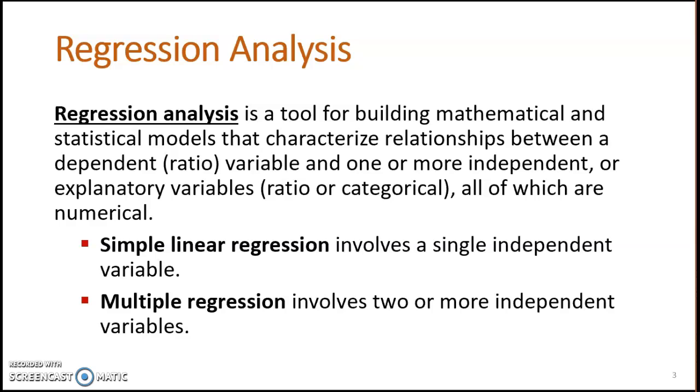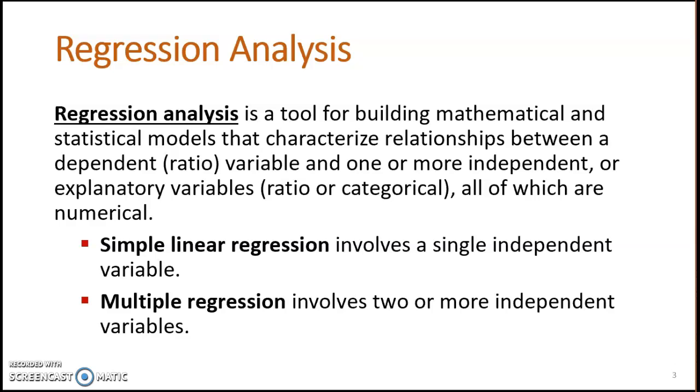Regression analysis is a tool for building mathematical and statistical models that characterize relationships between a dependent ratio variable and one or more independent or explanatory variables. They are either ratio or categorical, all of which are numerical. So we have to go all the way back to chapter 1, where we talked about the four different types of variables: nominal, ordinal, interval, as well as ratio. Categorical is the nominal variables.